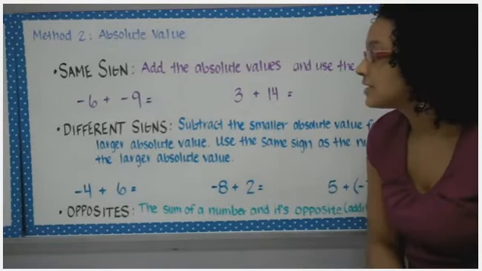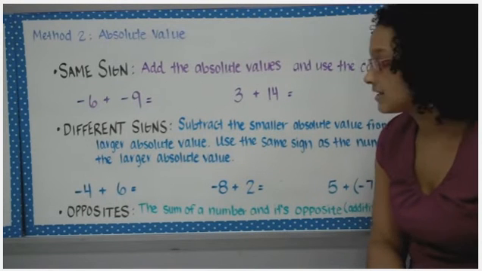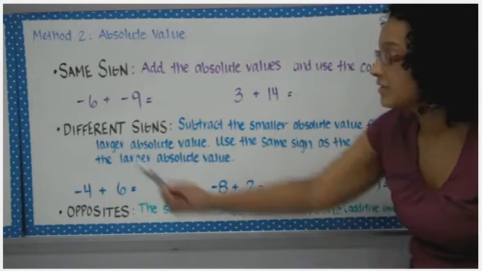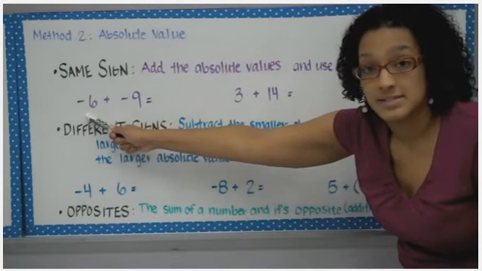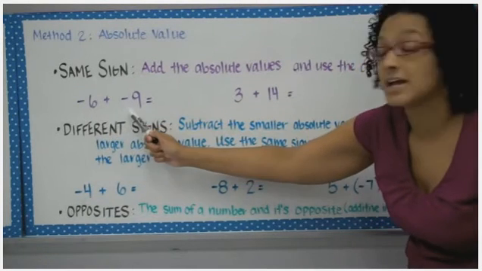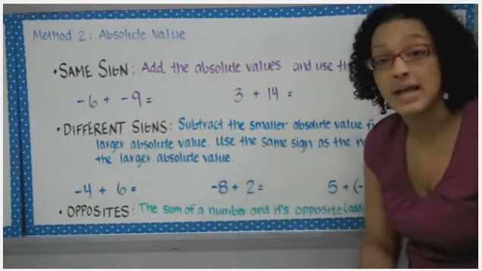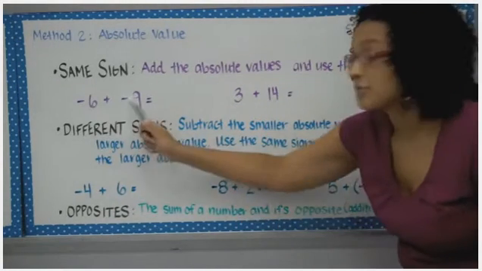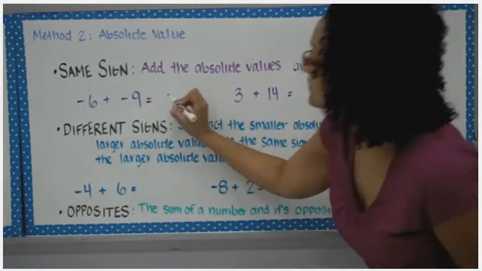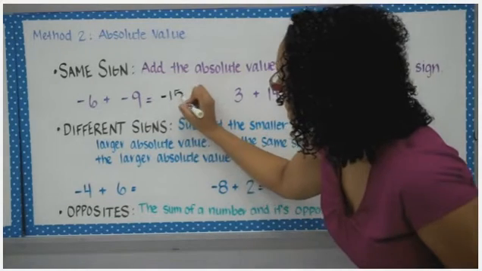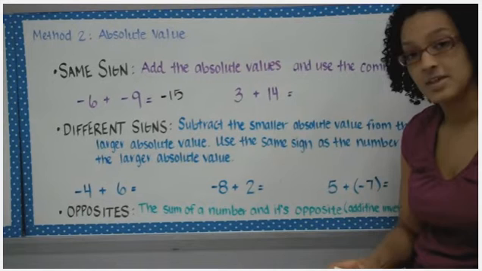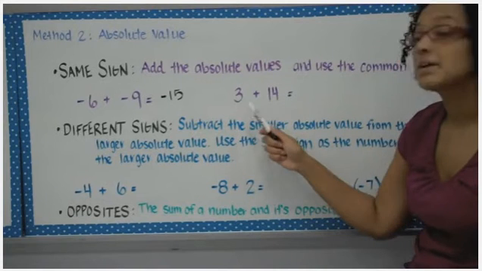For example, negative 6 plus negative 9. Let's add the absolute values together. So the absolute value of negative 6 is 6. The absolute value of negative 9 is 9. 6 plus 9 is 15. Since they're both negative, our answer is going to be negative 15.